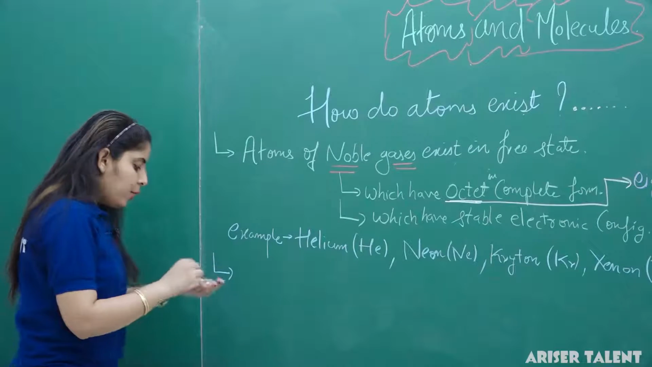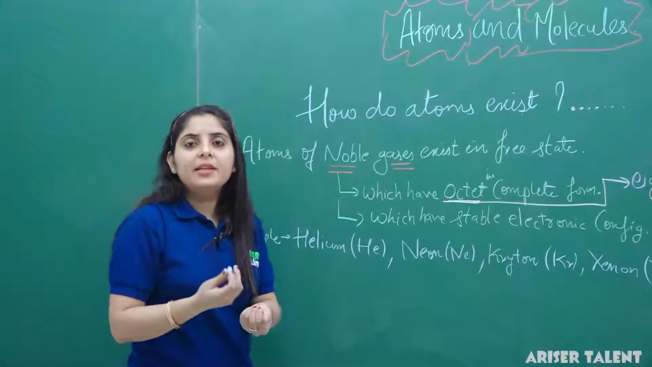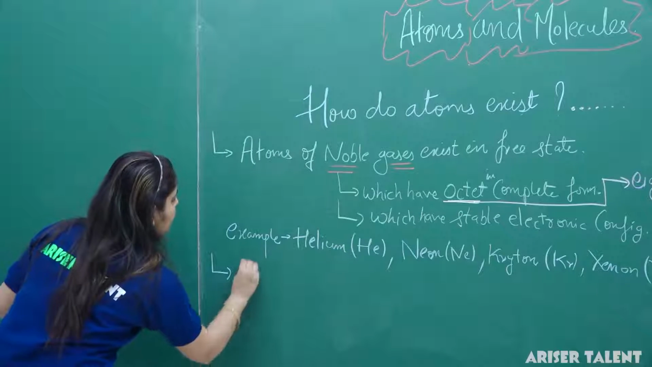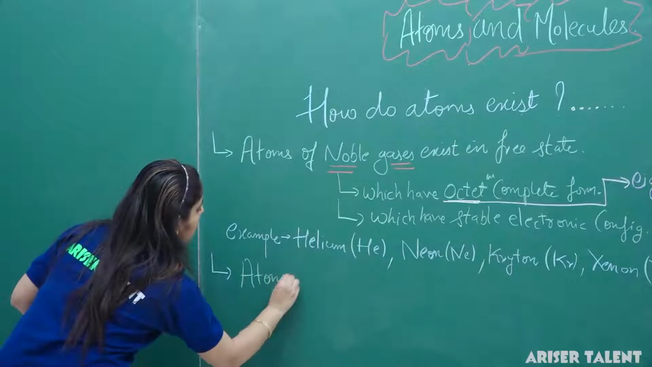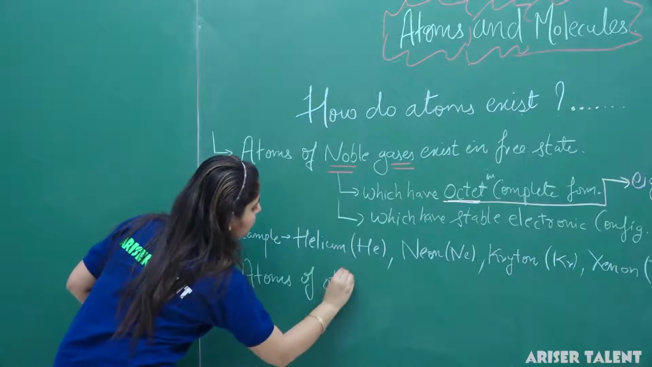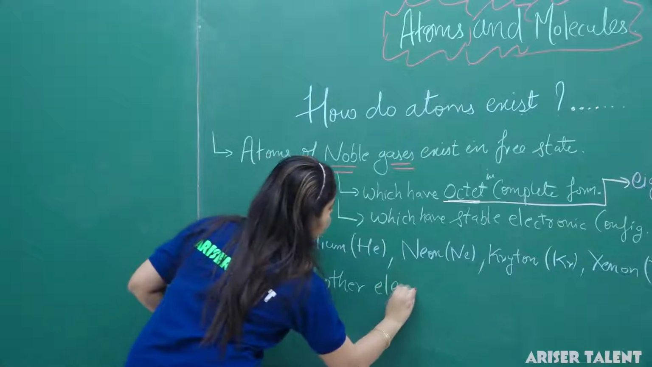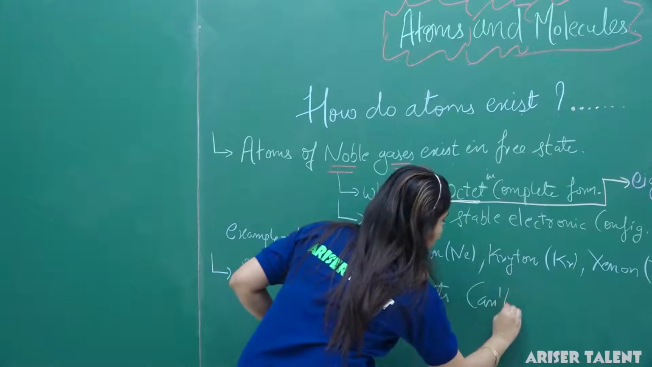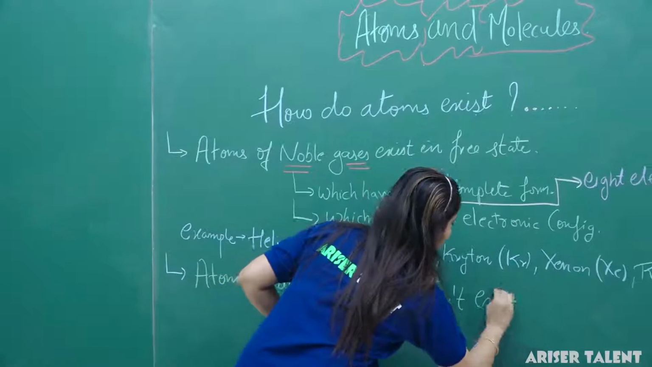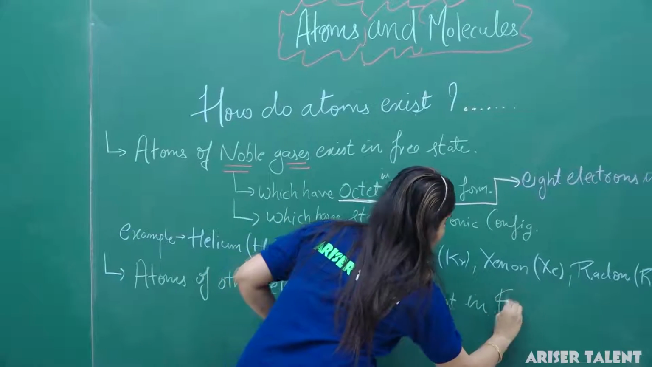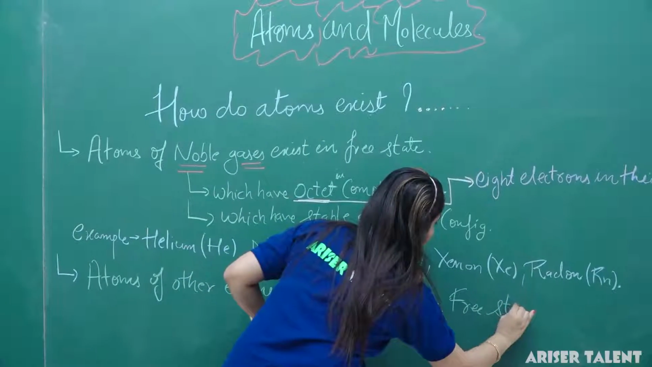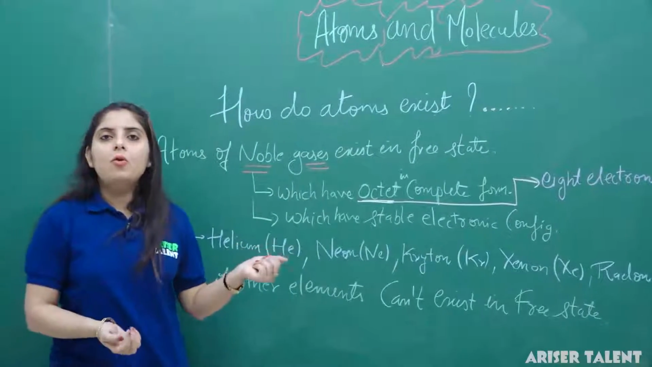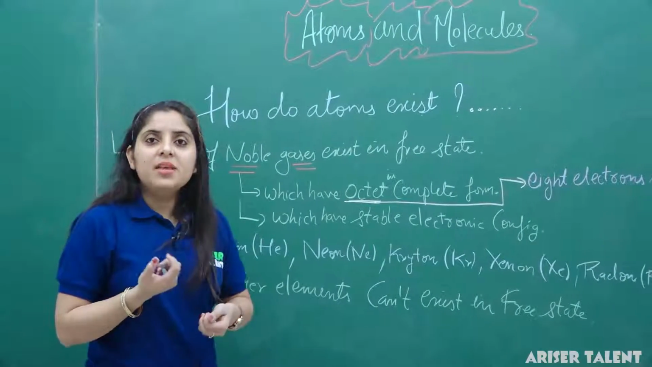Now what about the atoms of other elements? They are very reactive at room temperature, so they cannot exist in the free state. Atoms of other elements cannot exist in the free state. So this is all about how atoms actually exist.